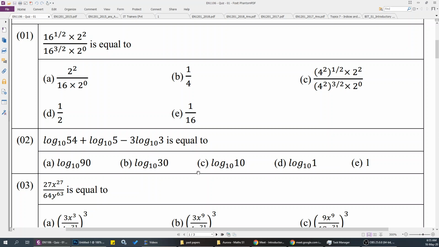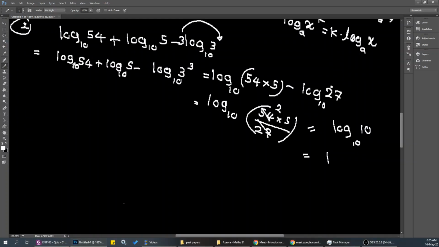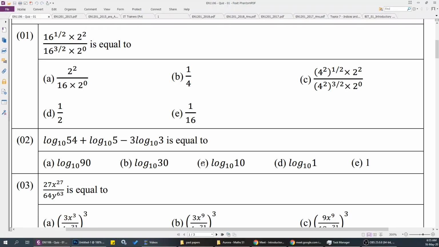Are there any other answers? Our answer was log of 10 to the base 10. So this is log of 90 to the base 10. No. Log of 30 to the base 10. No, it's not the answer. And log of 10 to the base 10. Is this an answer? Yes, we had log of 10 to the base 10, and it still is. So C is an answer. Log of 1 to the base 10, no, it's not an answer. And 1, just 1. Log of 10 to the base 10 is also equal to 1. So we have two answers here, C and E.